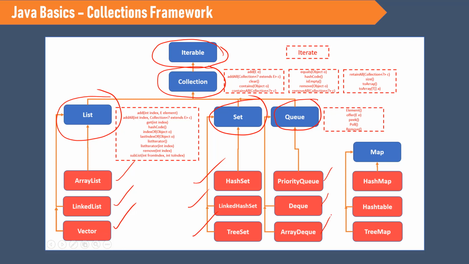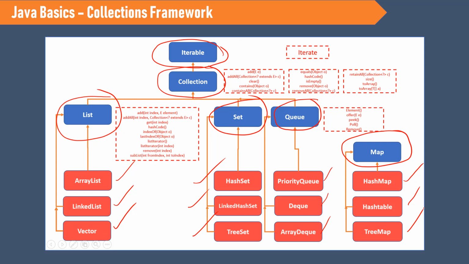We also have another interface called map interface. Even though it is not extending the collection interface, it is still under collections framework. Some of the classes implemented from the map interface are hash map, hash table and tree map. So a collections framework is a set of interfaces and classes.